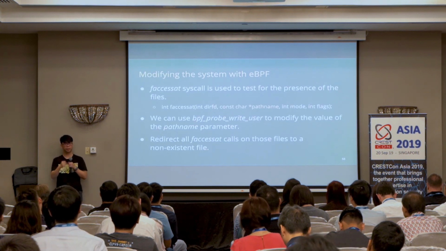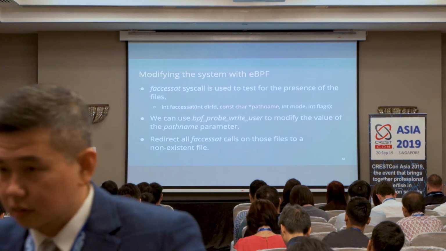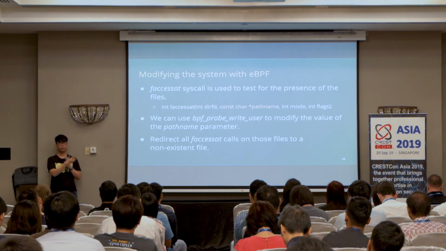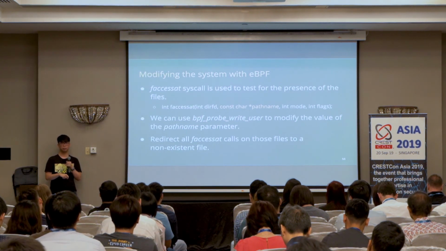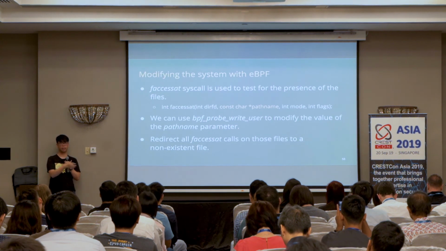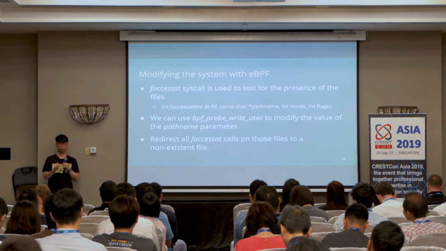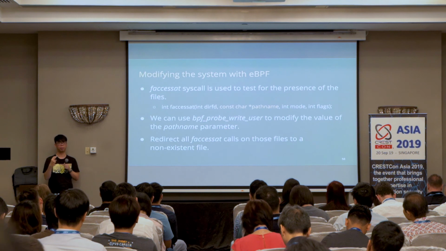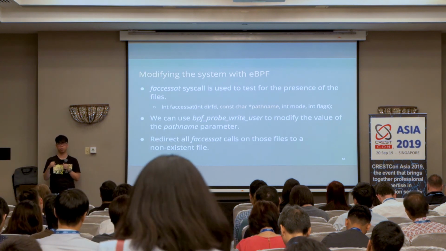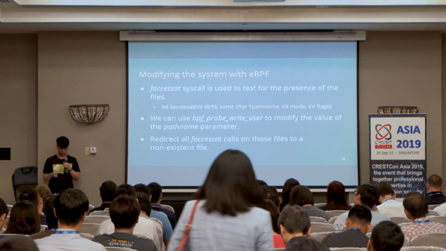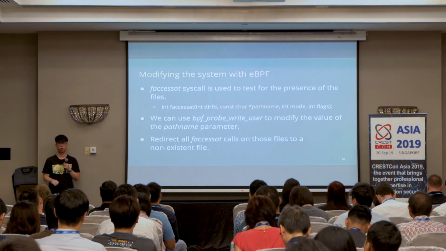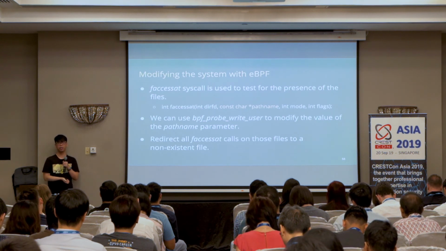And it tests for the presence of those files using the fstatat syscall. You can, of course, find this information either by unpacking the APK, or you can use something like the strace utility I've demonstrated before to find out the syscalls that are being used. The fstatat syscall's second parameter takes in the path name of the file that you want to test for the presence. And we can use the bpf_probe_write_user function to overwrite that character array to point to a file that is non-existent on the system.